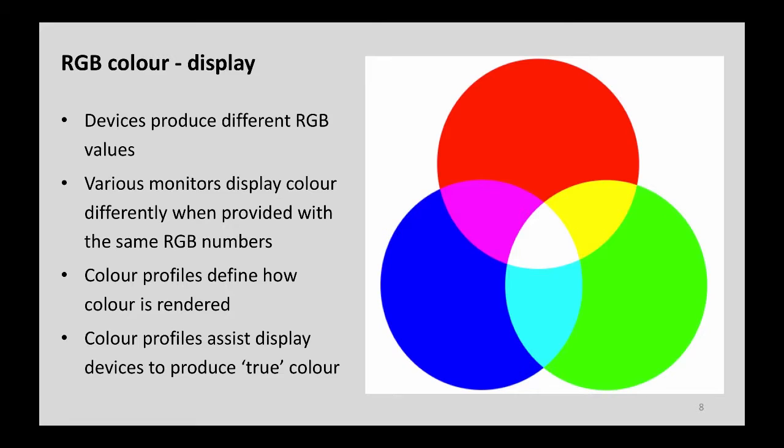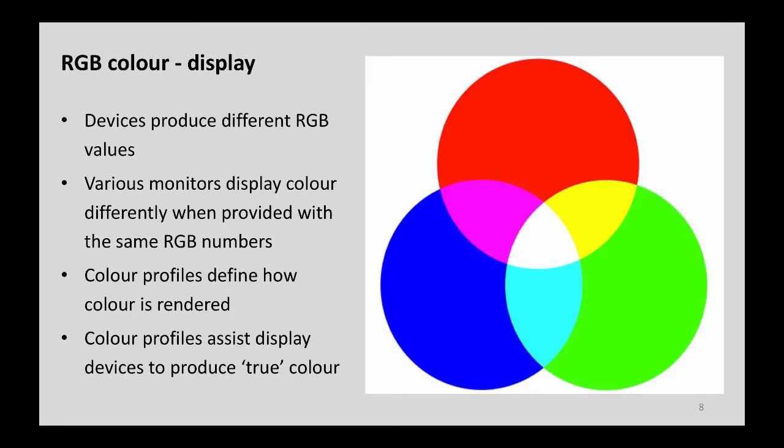When you think about your display or your monitor, all devices produce different RGB values. So the color numbers associated with those red, green and blue colors as viewed on screen may be displayed differently via the color number, depending on the device or monitor that you're using. But don't be too concerned about that. If you calibrate your device, then you'll know that what you're seeing is true color. So color profiles define how color is rendered, and color profiles assist display devices to produce that true color.